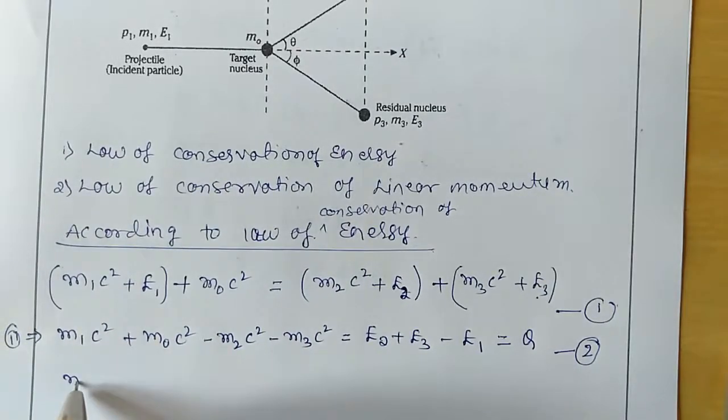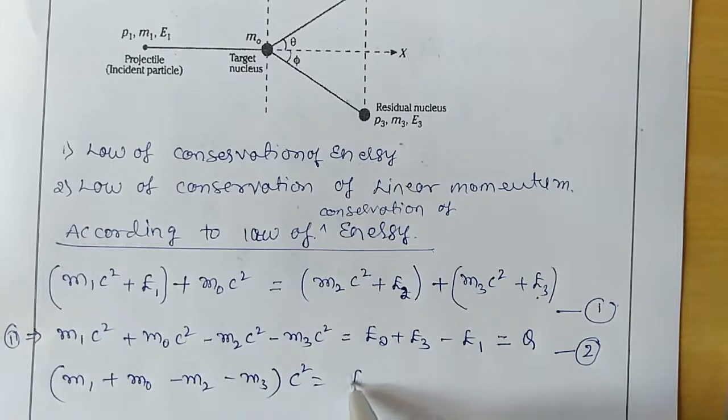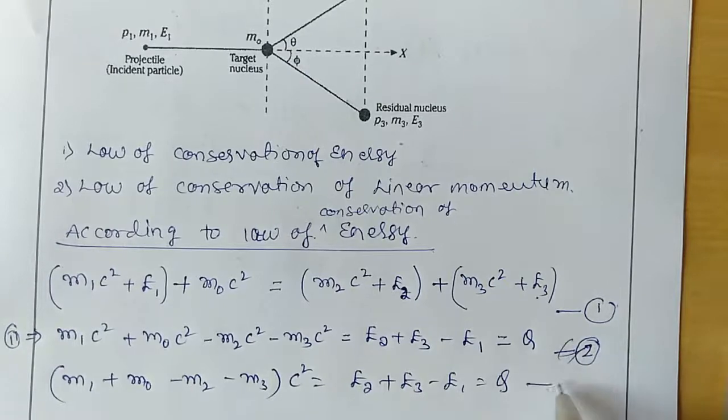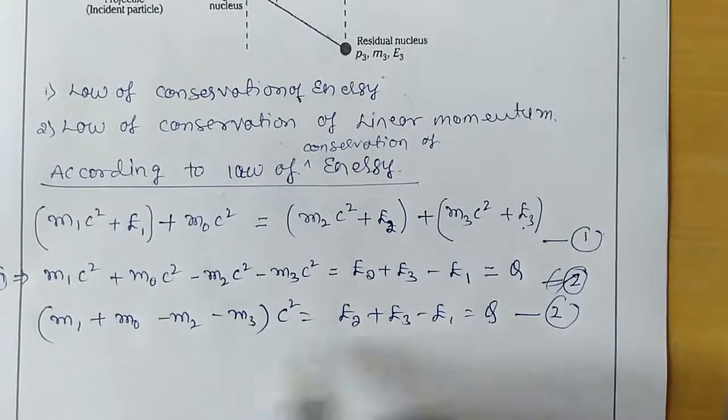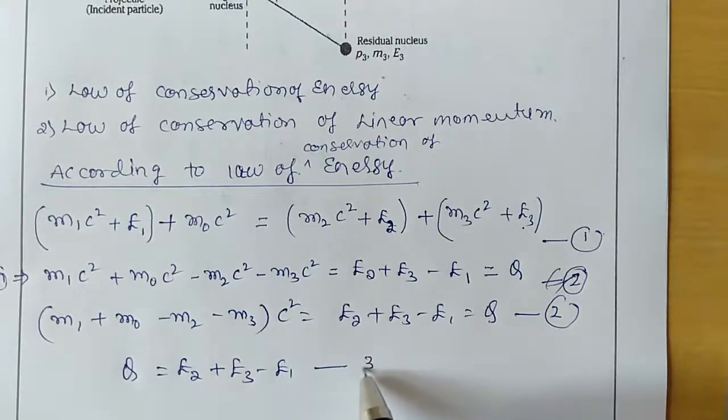Or we can write m1 plus m0 minus m2 minus m3, into c square. This must be equal to E2 plus E3 minus E1, which is equal to Q. Now we have the Q value of the nuclear reaction as E2 plus E3 minus E1. I'll take this as equation number 3.